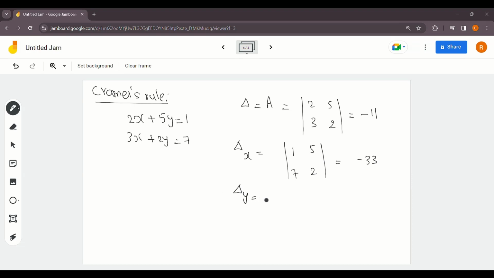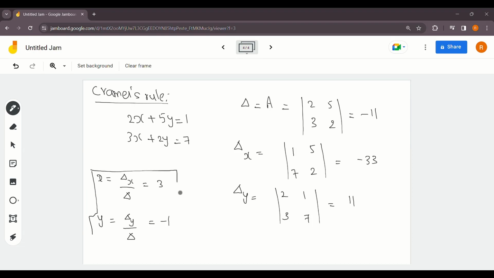And delta y, for delta y, you need to keep the x values as they are, 2, 3, and change the y values. Instead of 5 and 2, you will have to write 1 and 7. Now if you expand, you get 11. So now the formula is x is equal to delta x by delta. If you do that, you get 3, and y is equal to delta y by delta. If you do that, you get minus 1. So the answer is x is equal to 3 and y is equal to minus 1 for this question.